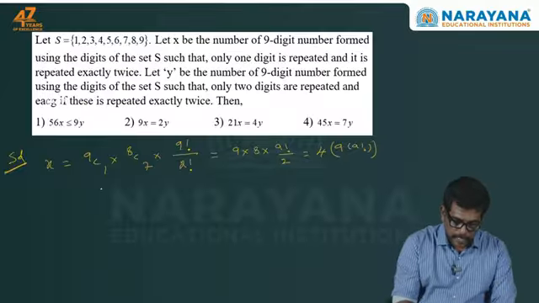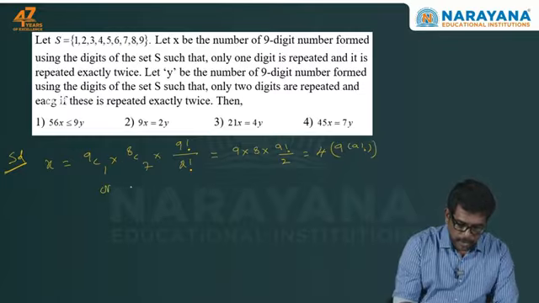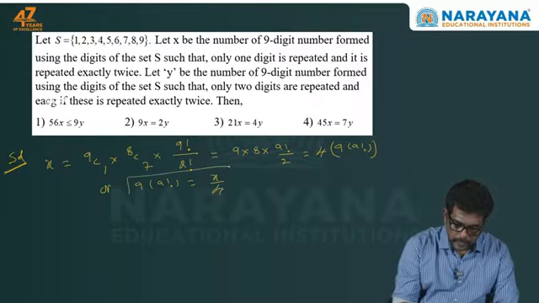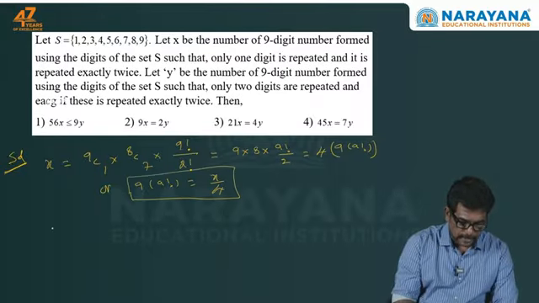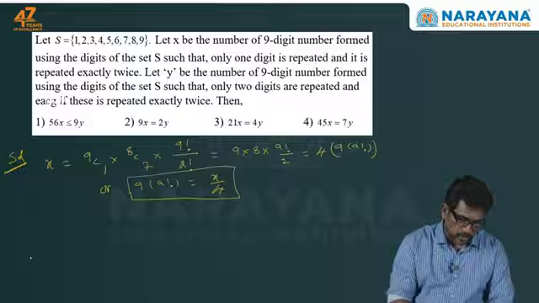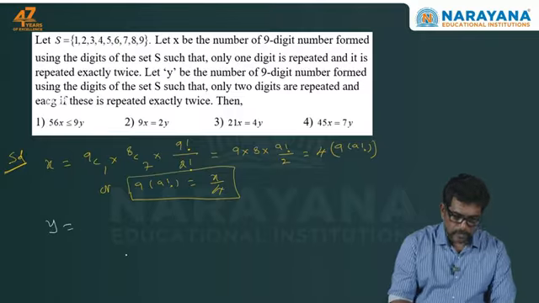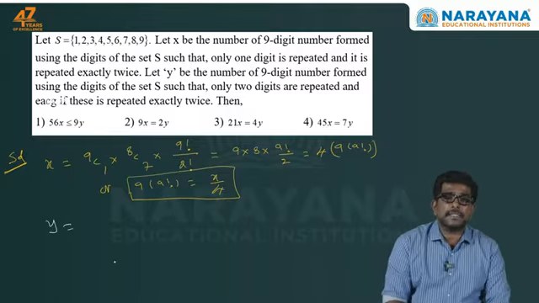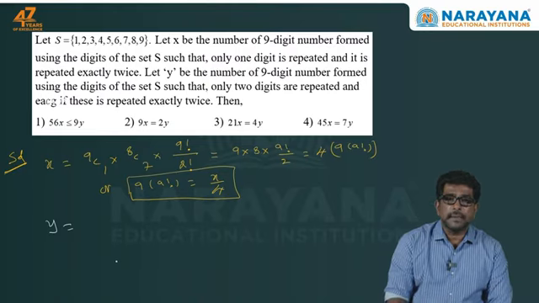4 times 9 into 9 factorial, or 9 into 9 factorial, is equal to x by 4. I am using this in the next calculation, that is y. Now y is also in the same manner. We are going to calculate y, which represents the number of 9-digit numbers formed by using the same digits, but 2 digits are repeated exactly twice.